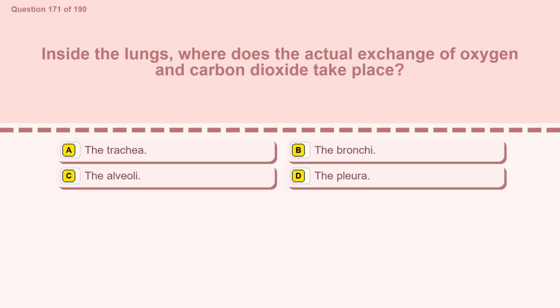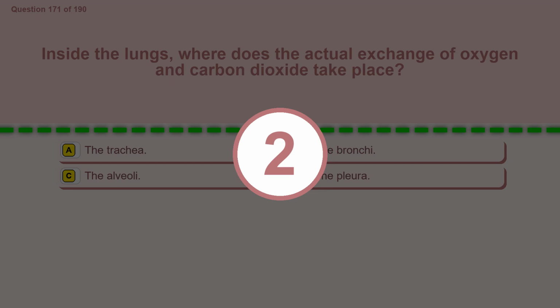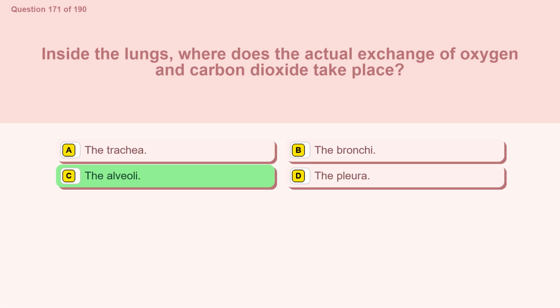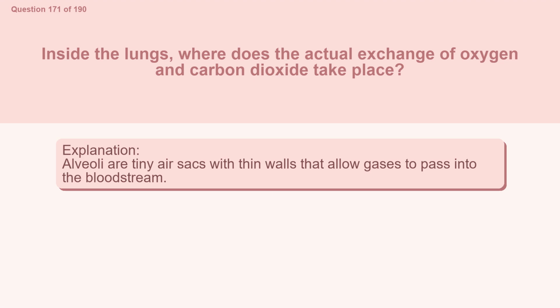Question 171. Inside the lungs, where does the actual exchange of oxygen and carbon dioxide take place? Option A, the trachea. Option B, the bronchi. Option C, the alveoli. Option D, the pleura. The correct answer is option C, the alveoli. Alveoli are tiny air sacs with thin walls that allow gases to pass into the bloodstream.